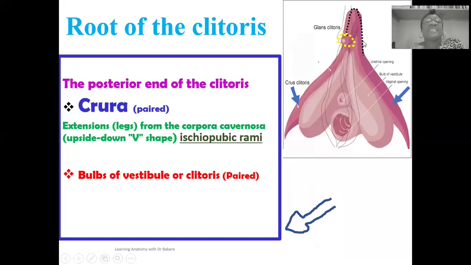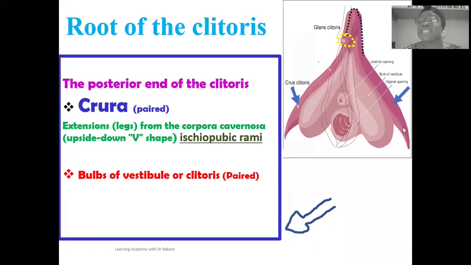Remember, we described this in detail in the body and shaft region, where they are held together as a single structure. But as they get to this lower region, which tallies with the posterior region of the clitoris in anatomical position, the corpora cavernosa are divided, and this is where they are now seen as the legs of the clitoris. This is what is arrowed at this region. It is seen as an upside down V-shaped configuration.